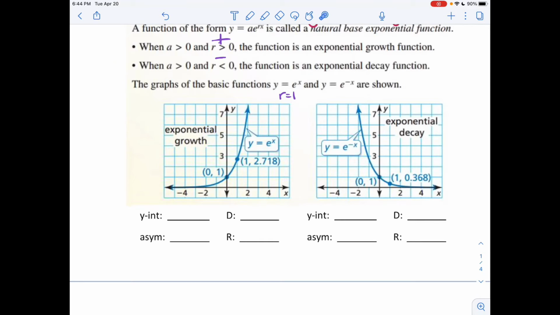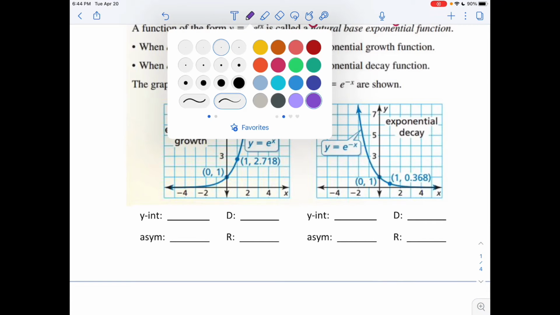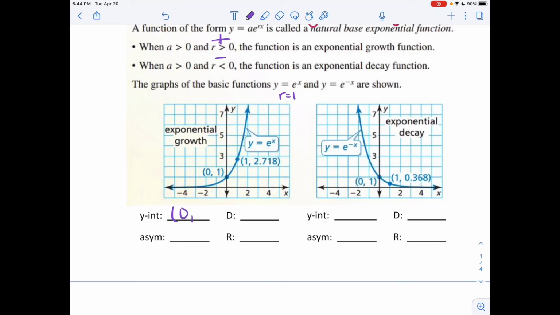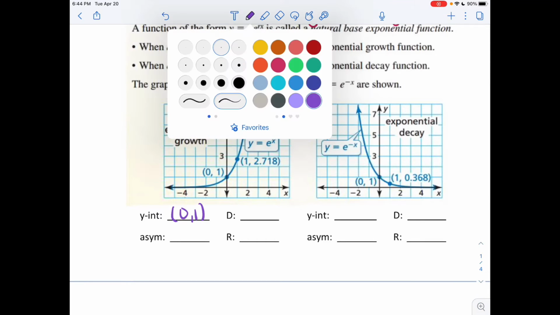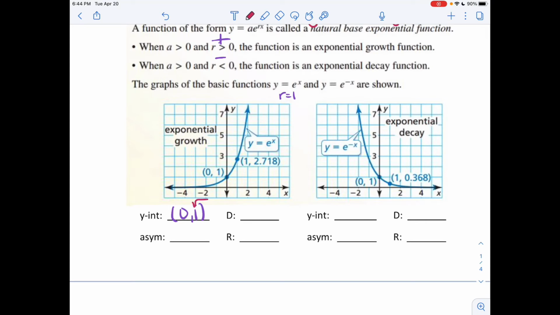We're going to see that we get a y-intercept of 0, 1. And just like we learned last time, this is based on our a value. Similar to our regular exponential function, we also have an asymptote at y equals 0. Our domain is still all real numbers, and our range is y is greater than 0.